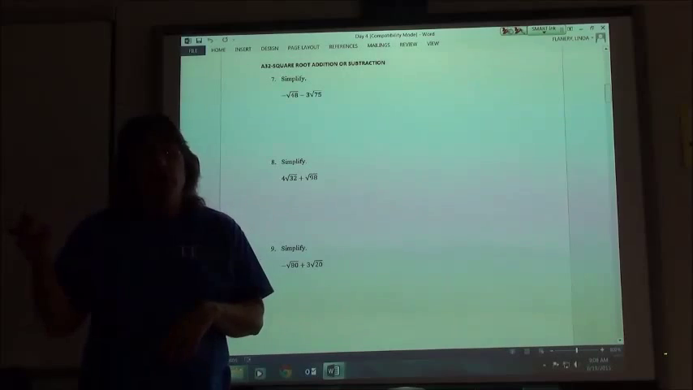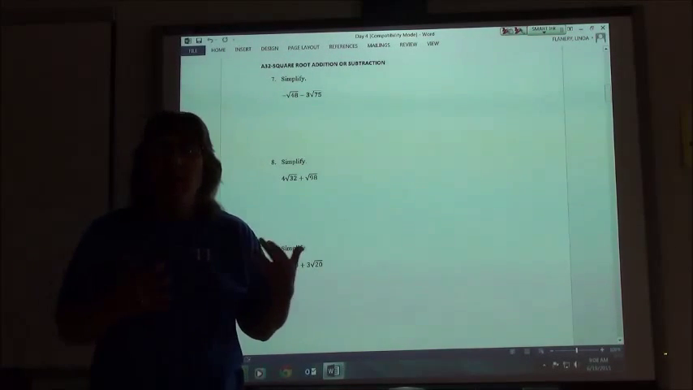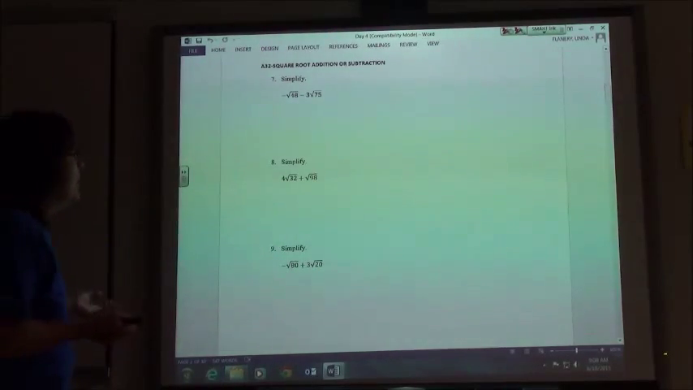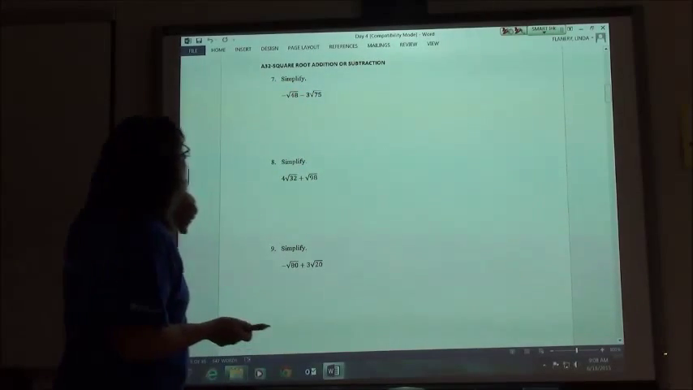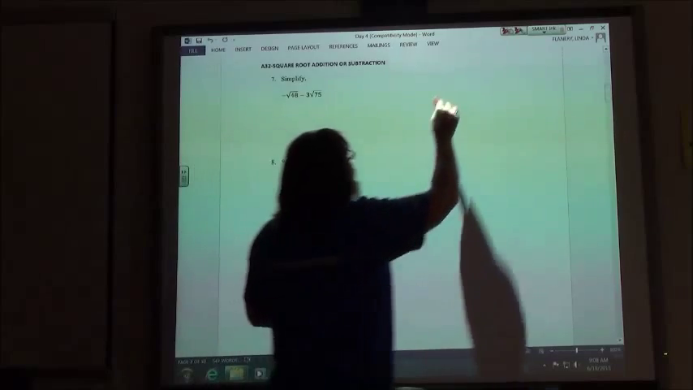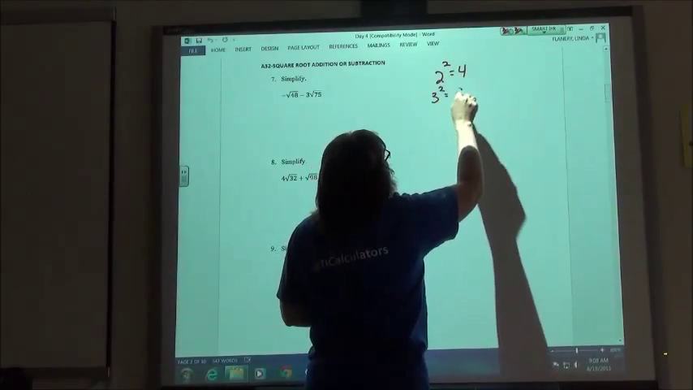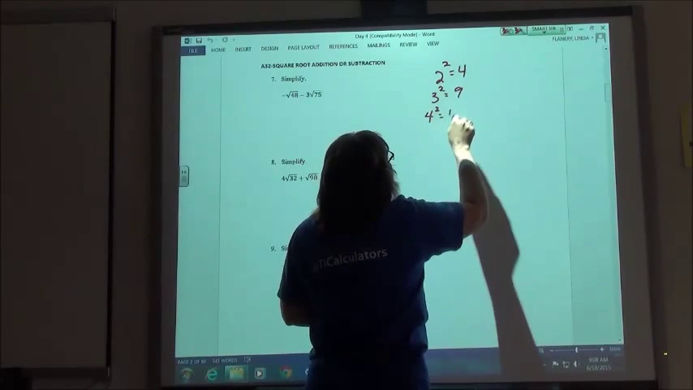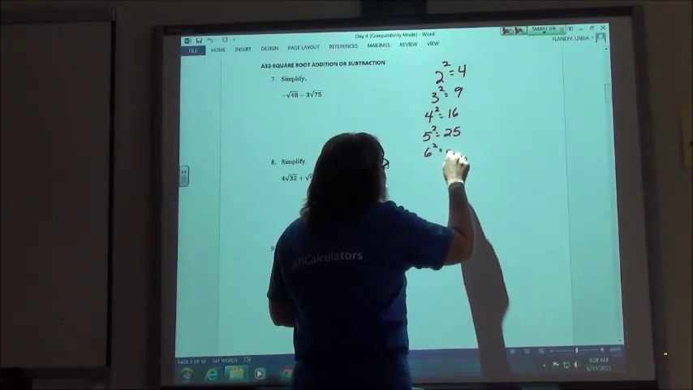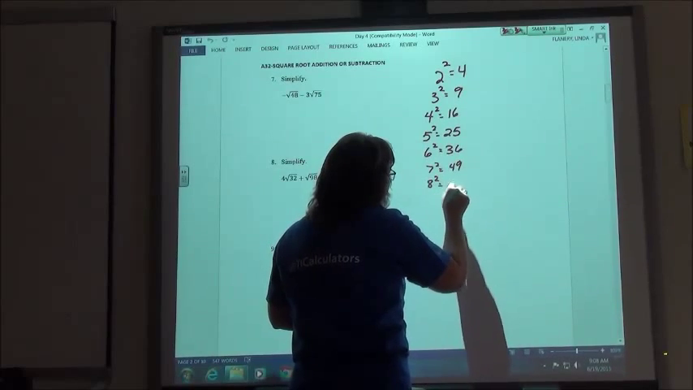But if I would have 2 square root of 3 and 5 square root of 9, since they don't have the same square root parts, I wouldn't be able to add them together. So in this case, what I want to do is simplify these first by, of course, factoring out their perfect squares. Again, if it helps, keep your list. 2 squared is 4, 3 squared is 9, 4 squared is 16, 5 squared is 25, 6 squared is 36, 7 squared is 49, and so forth.